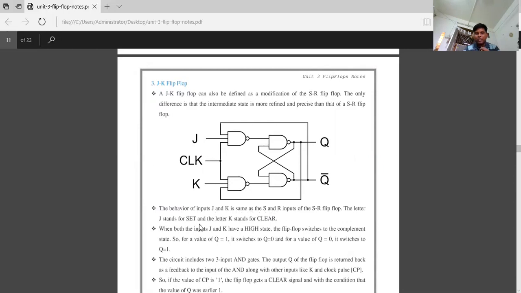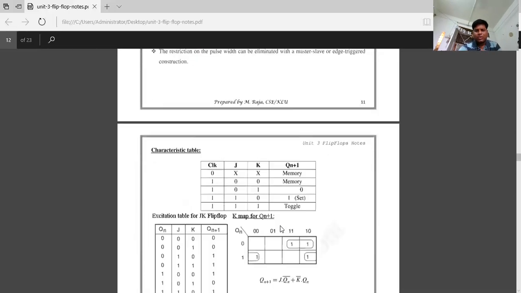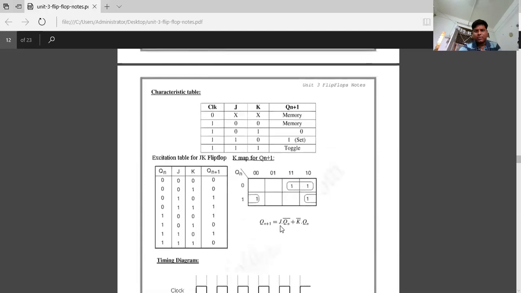The letter J stands for set and K stands for clear. Again we have to check the characteristic table. When the clock pulse is 0, for any JK value the output is the previous output, as a memory. When 0 0, also memory. When 0 1, it is the reset value. 1 0 is the set value, and 1 1 toggles. It means when both inputs in the JK flip-flop are 1 1, it toggles. This is the basic difference between the SR flip-flop and the JK flip-flop.